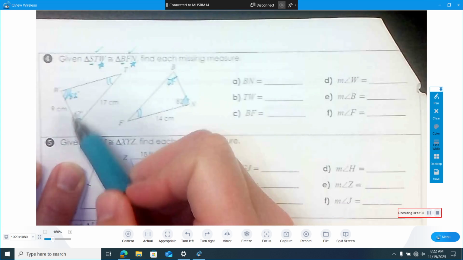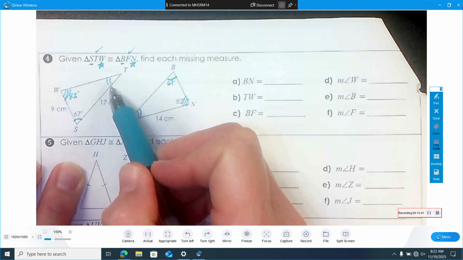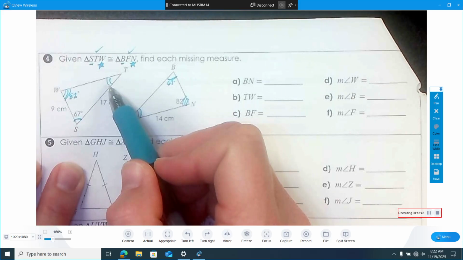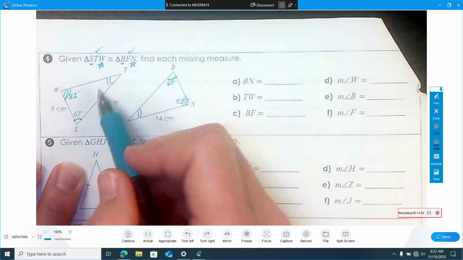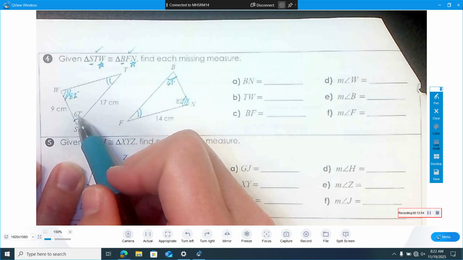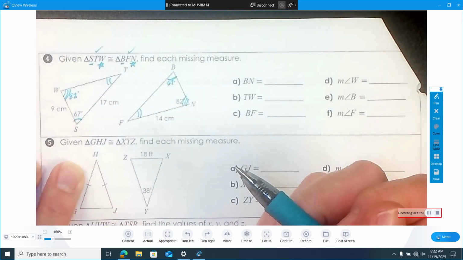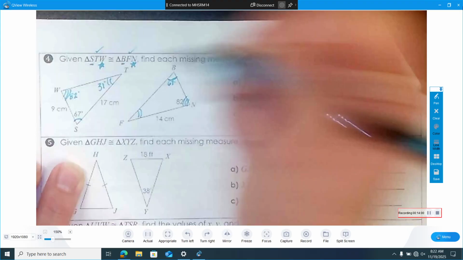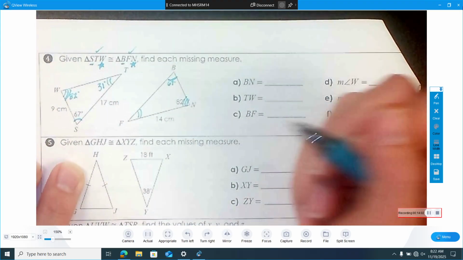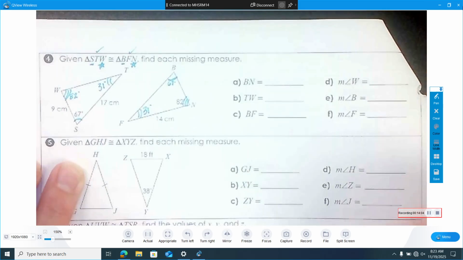Oh, hey, now that I have 82 and 67, can I figure out angle T? Yeah, how do we do that? Add and subtract from 180. Good. So 180 minus 82 minus 67. What do you guys get? 31. Which means angle F is also 31 degrees.